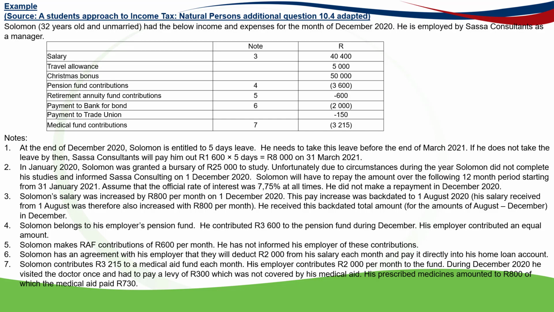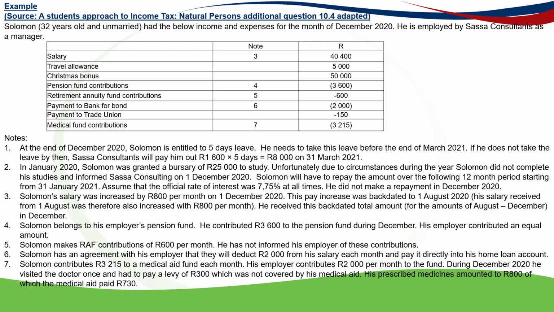So we have a table there and notes reading as follows. At the end of December 2020, Solomon is entitled to 5 days leave. He needs to take this leave before the end of March 2021. If he does not take the leave by then, SASSA Consultants will pay him out 1,600 times 5, which would be 8,000 on the 31st of March 2021.